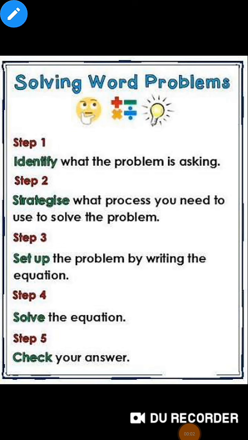Now children, let us recall the steps of solving word problems. The first step is to identify what the problem is asking. You can do it by reading the problem again and again. Next is to understand what strategies or what operations you are going to apply. The next step is to set up the problem by writing it in the form of an equation. Next, you need to solve the equation and then finally check your answer.